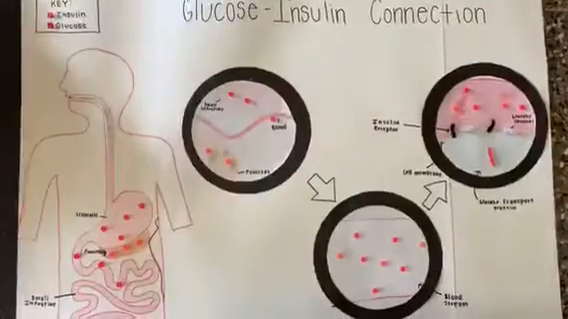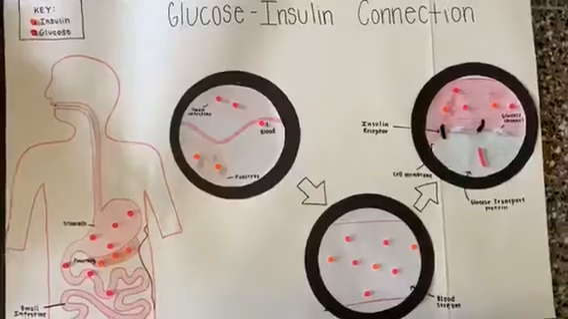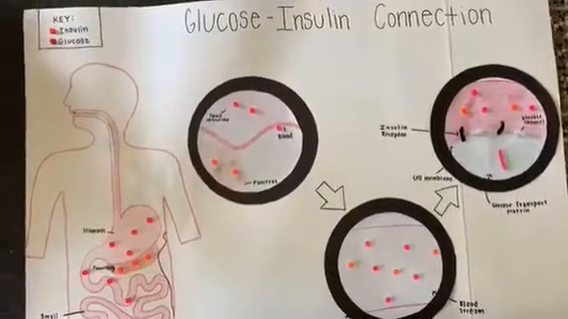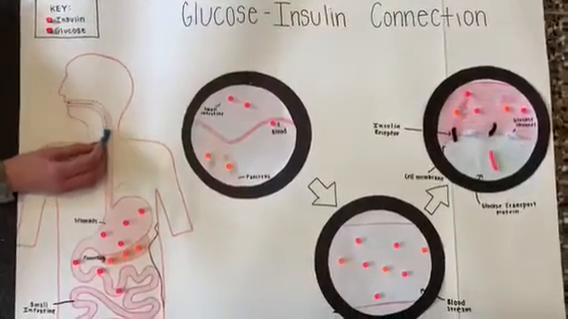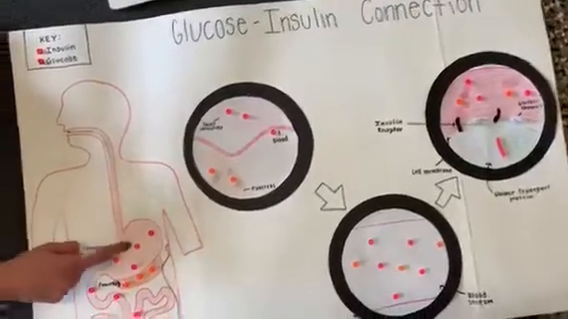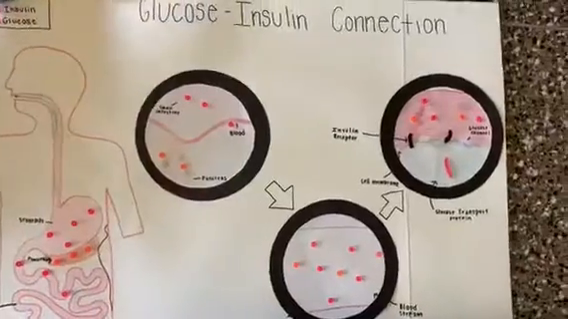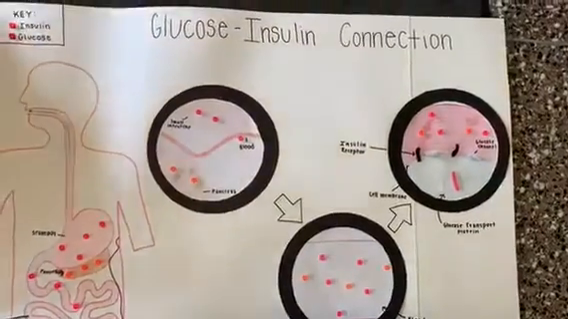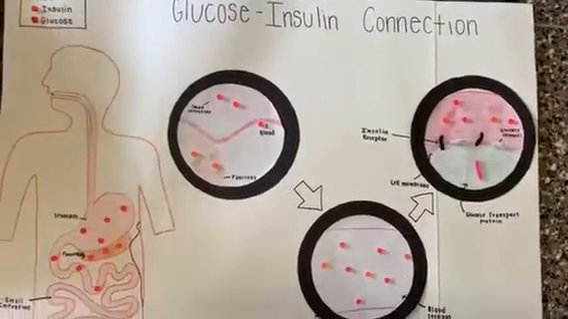First, you're going to talk about how a non-diabetic person's glucose and insulin react with each other. First, someone eats food, and it works its way down into the stomach. There it is broken down into smaller pieces or glucose. The glucose travels into the small intestine, and there it works its way into the bloodstream.